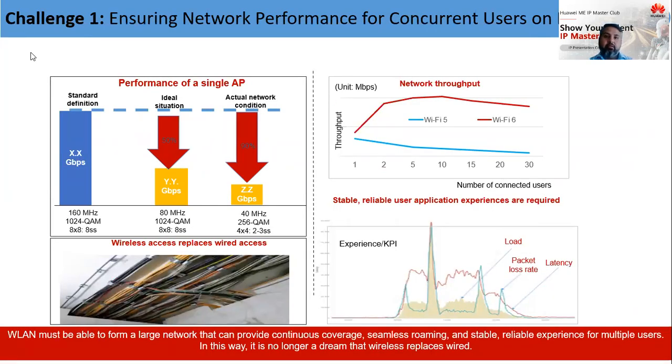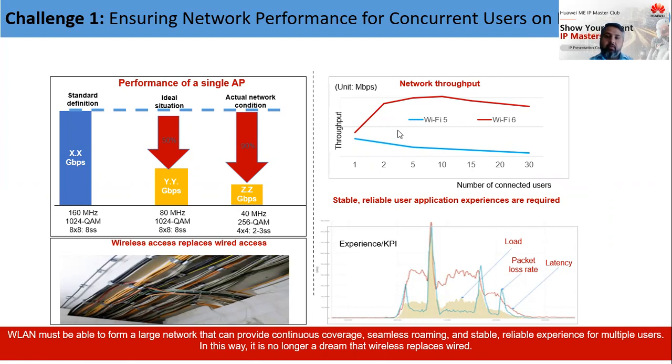So the first challenge is ensuring network performance for concurrent users on multiple access points. Ideally, in an ideal scenario, a customer gets an access point, they go through the data sheet, they see that these are the stats, this is the throughput that we'll be getting, and this is the connectivity that this access point can provide. But when they add multiple users on the same access point, its performance starts to degrade drastically.